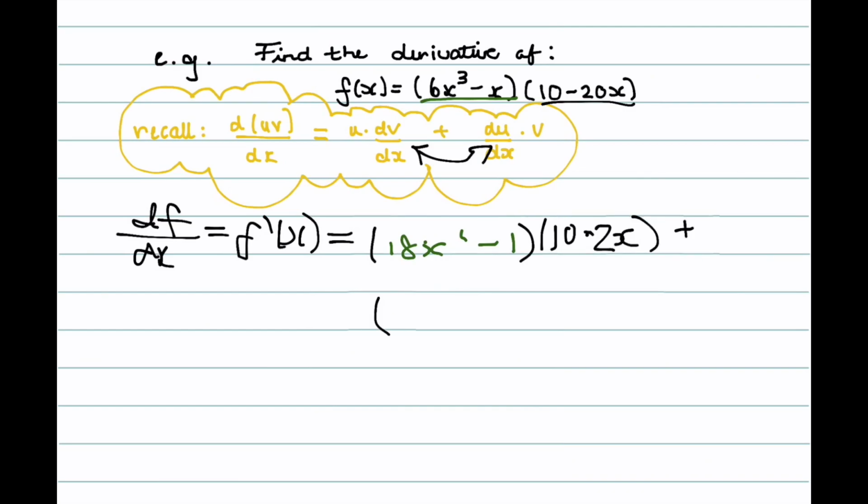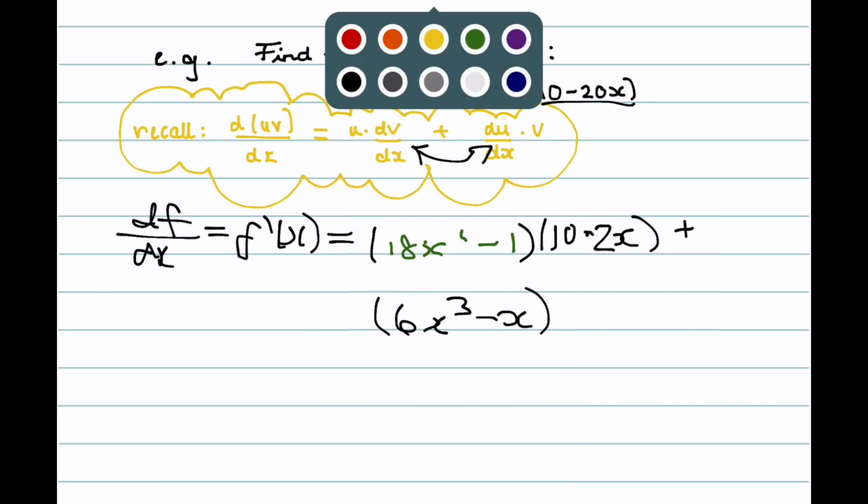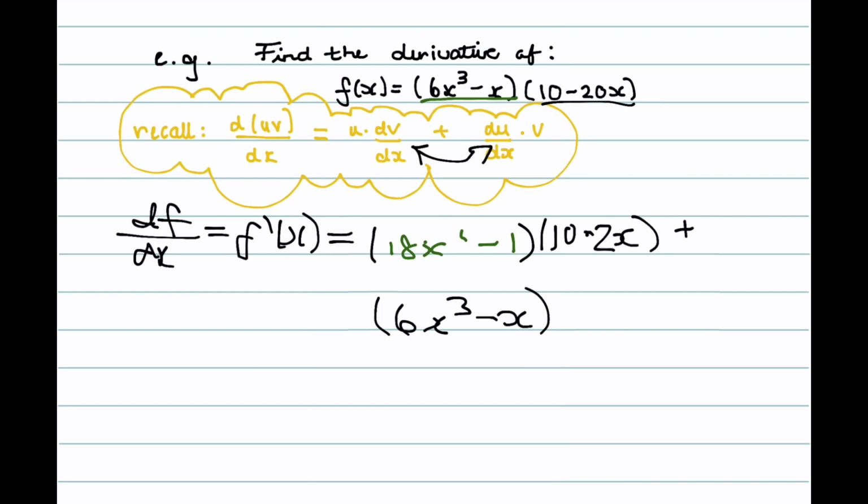plus we have our first function of x, which is 6x cubed minus x, times the derivative of our second function. So let's put that in orange. So that will be times minus 20.